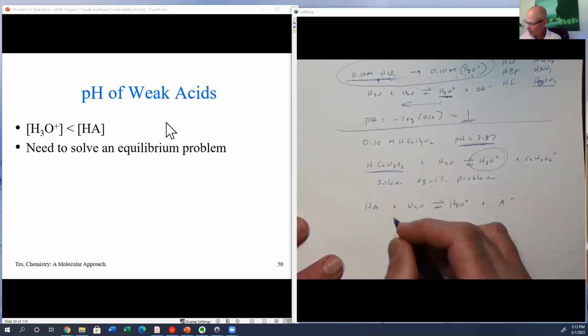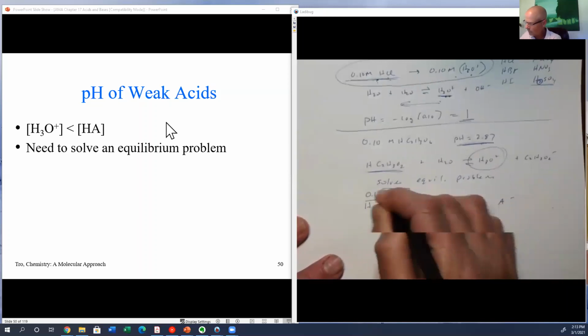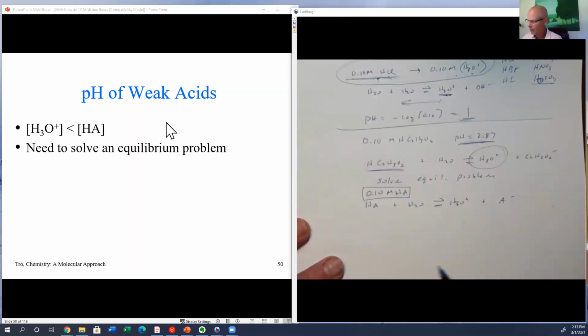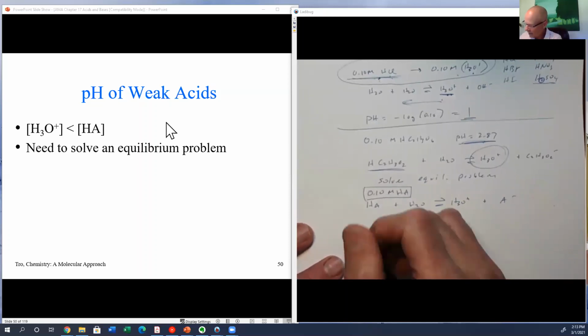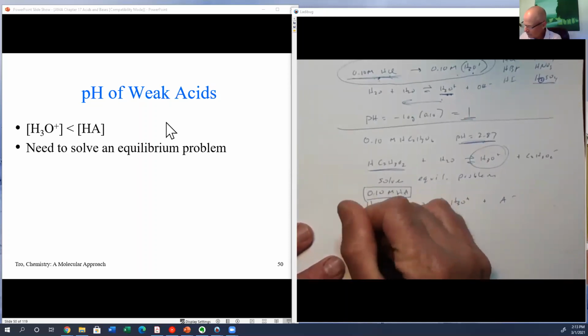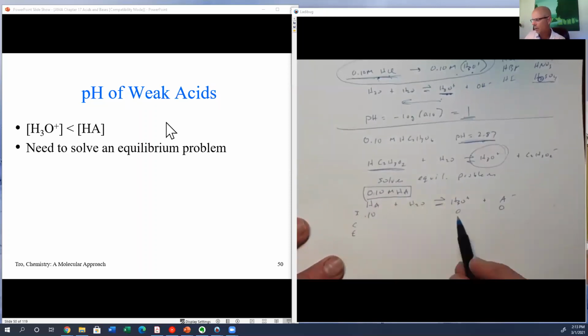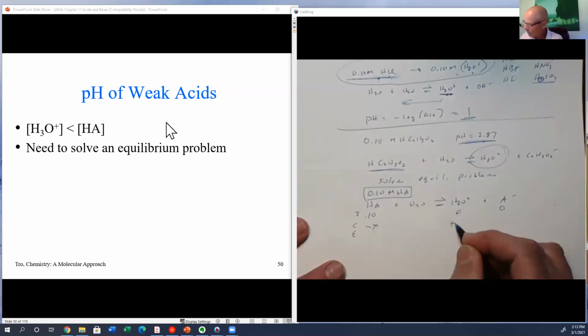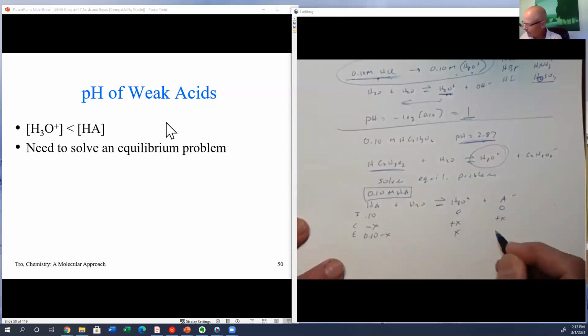Let's say you have 0.10 molar of this weak acid, okay? And you want to find the pH. Guess what? You've got to solve an equilibrium problem, right? And that involves making an ICE table, right? So this is 0.1, 0, 0. Now we know those aren't really exactly 0, but that's what we can ignore in all problems that you'll do in this class, okay? And then this is going to be minus x, plus x, plus x, right? So this is going to be 0.10 minus x, x, x.